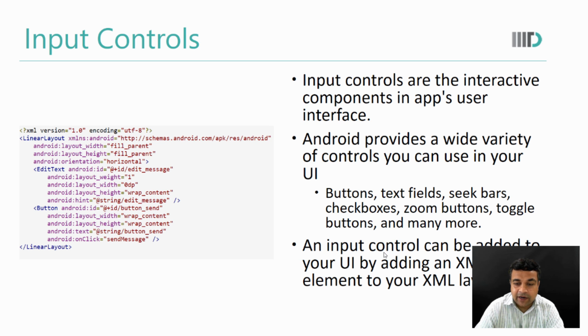And just like the layouts, you can also add the input control by just modifying the XML file. Here is a sample version of it. As you can see, we are giving a button here, and the button has an onClick attribute. This code means that when this button is pressed, the sendMessage function is called. And on top of this button, there is an EditText, which reads out a message that is defined in the resource edit_message.